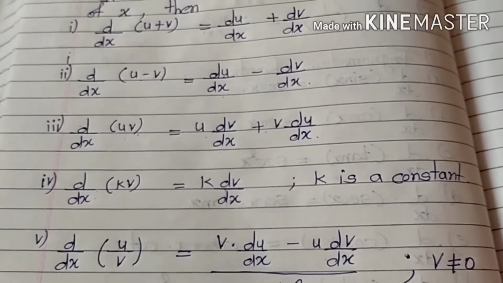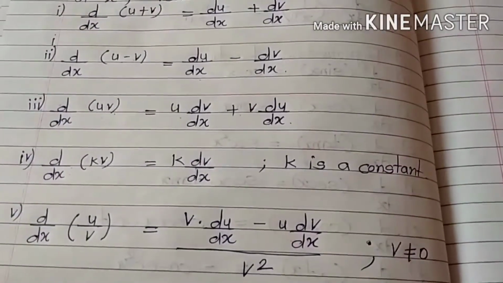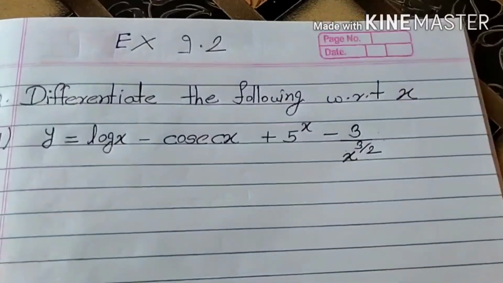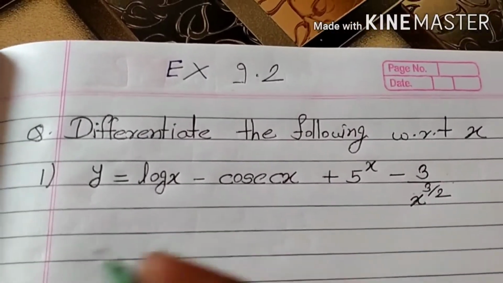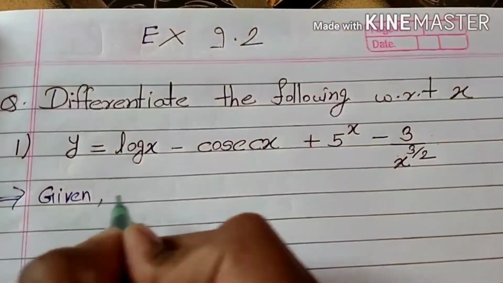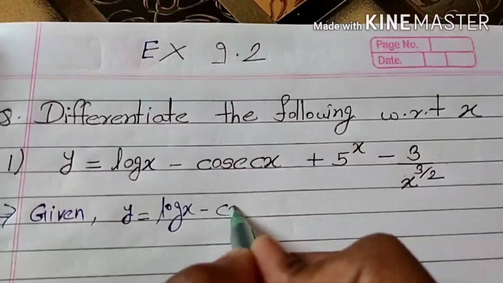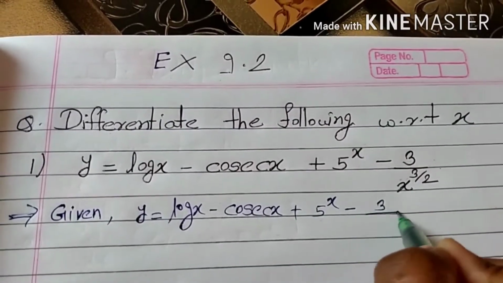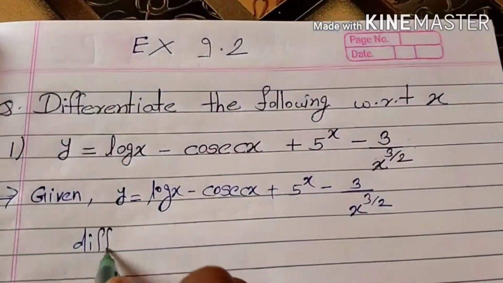Now there are some examples on these rules and standard functions. So we start a new exercise, that is exercise 9.2. So this is the first example. Differentiate the following with respect to x. So first we write the given. Okay, now differentiate it.